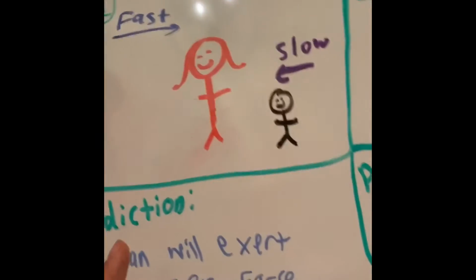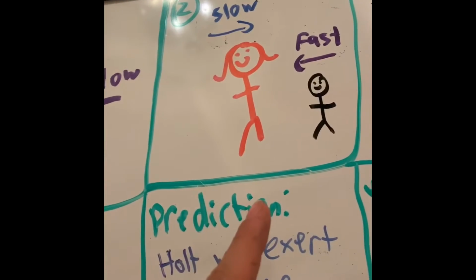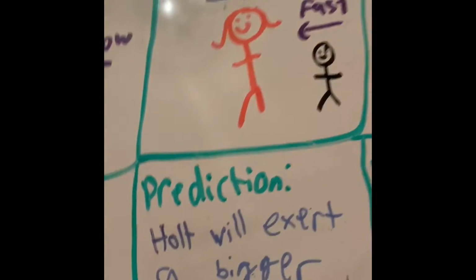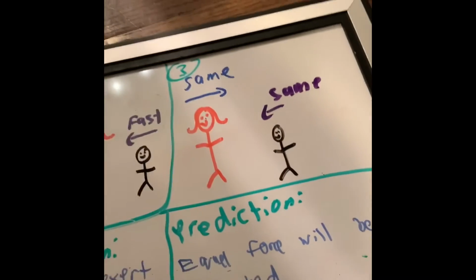Okay, let's go over our hypotheses. When I, with a bigger mass, am going fast towards Holt with a smaller mass, I will exert a bigger force. When I am running slow towards Holt and Holt is running fast, he will exert a bigger force. But when we are running the same speed towards each other, we will exert an equal force.